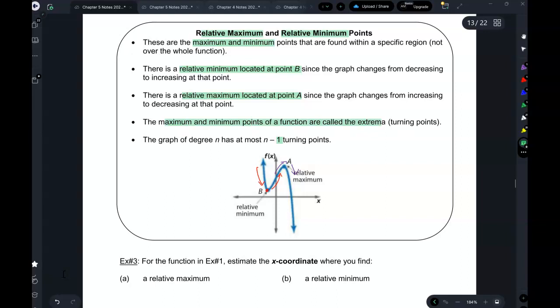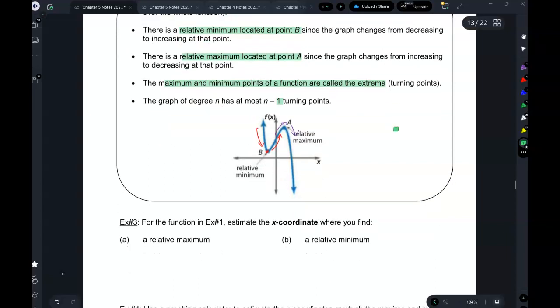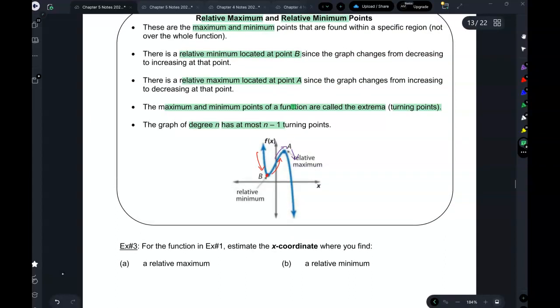Now, maximum and minimum points are also called extrema. That's like an umbrella term, extrema. Maximum and minimum. They're also called turning points because at that point the graph literally turns around. Now, if a function has a degree of n, the graph has at most n minus 1 turning points. So look, if something has a degree of 5, it could have at most 4 turning points.